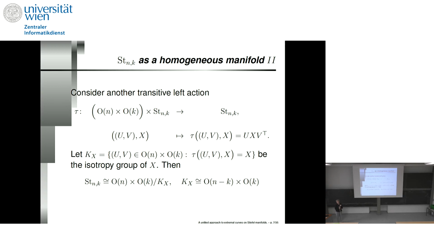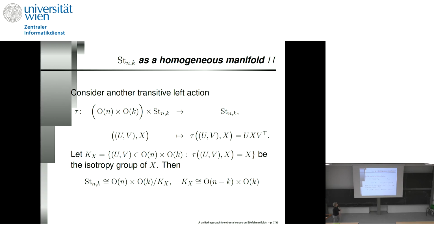You just change the group. In this case, the group is the direct product of the orthogonal matrices n by n with O(k), and this is the action. You take two matrices and you multiply them this way. This idea actually comes from the action produced by the invariant action of the group O(n) cross O(n) on the group O(n) itself.